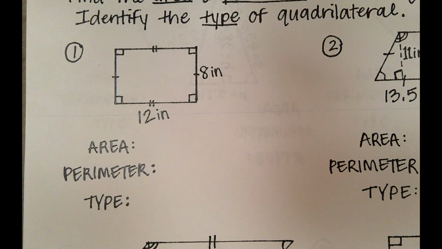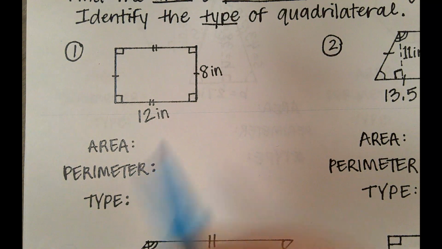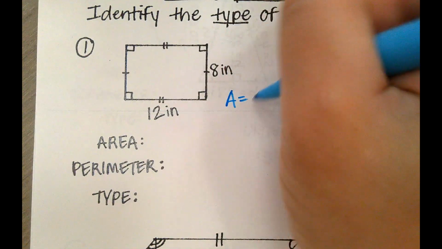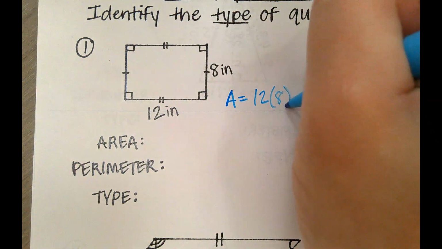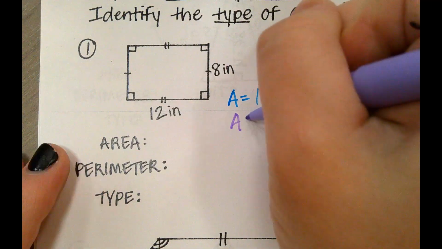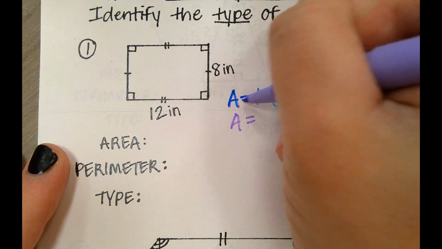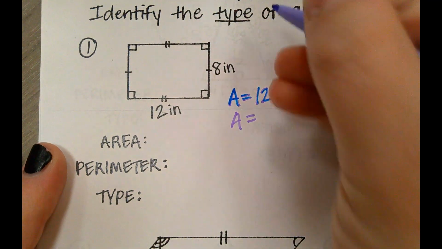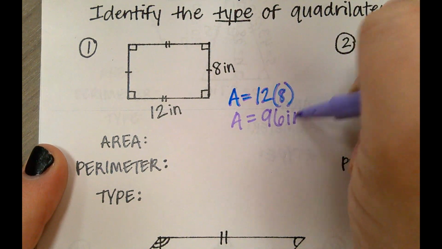How do I find the area for number 1? Base times the height would be 12 times 8. Yes, so area equals 12 times 8. What should we get? 96 inches squared. Yes, 96 inches squared. Now make sure you're marking your units because the units, meaning inches versus inches squared, are going to make a difference. So our area is 96 inches squared.